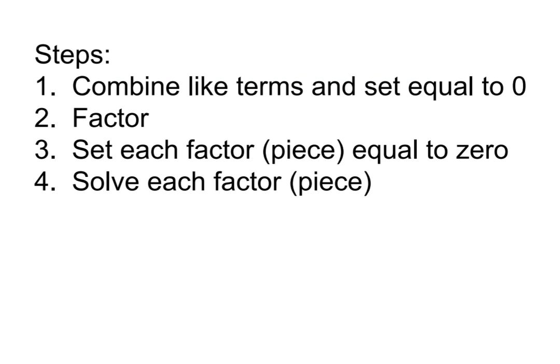The first step is always to try and combine as many terms as you can and set your equation equal to 0. Once you have it set equal to 0 and put everything together that you can, it's going to be time to try and factor. Once you have it factored, you're going to set each factor equal to 0. So you're going to be creating new smaller equations and then solving each of those equations.